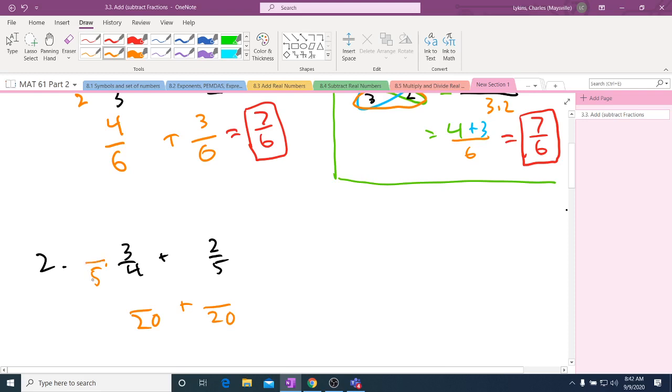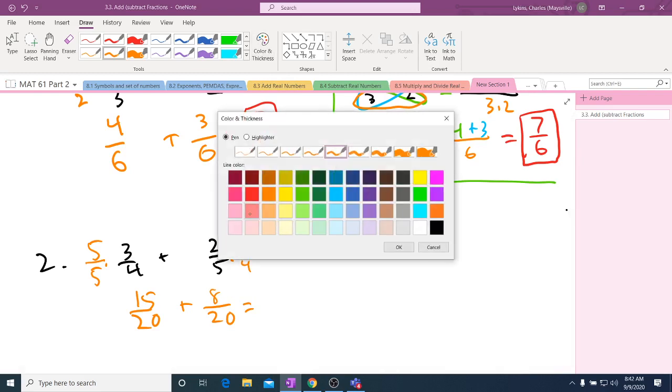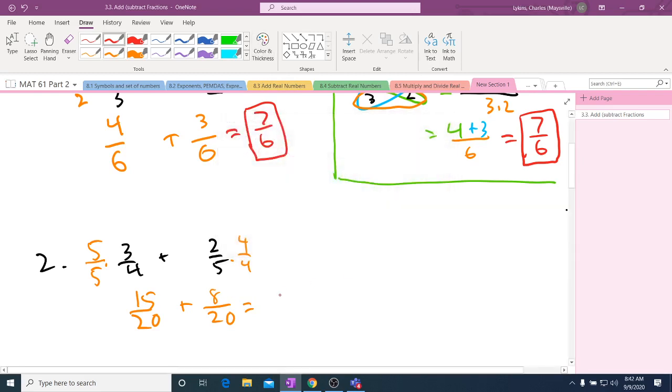So if you multiply the bottom by 5, you have to multiply the top. So 5 times 3 is 15. Then 5 times 4 gives me 20. So I have to multiply the top by 4, which is 8. Then I'm going to add this up, and I get 23 over 20.